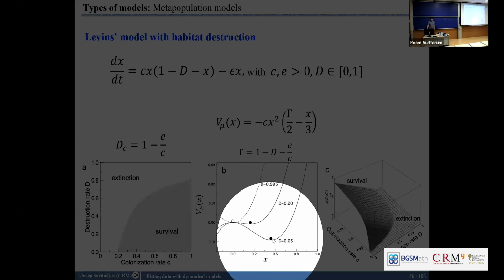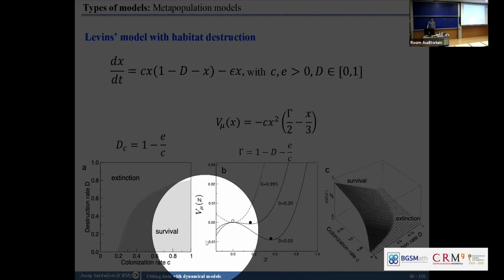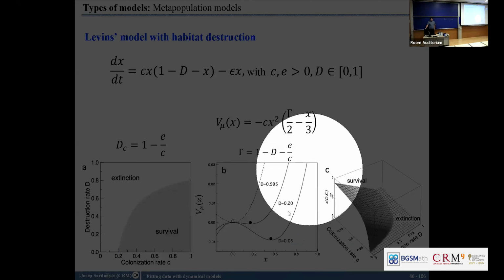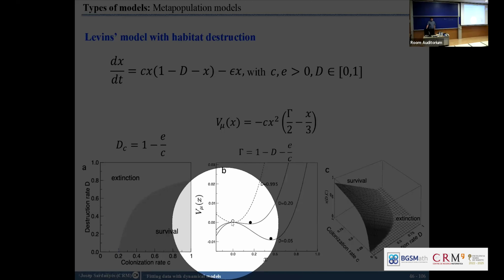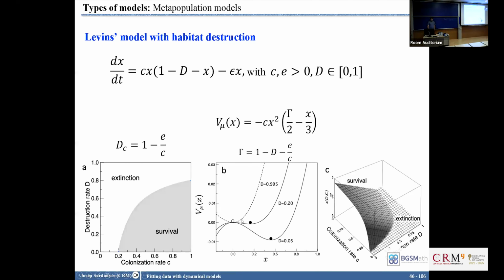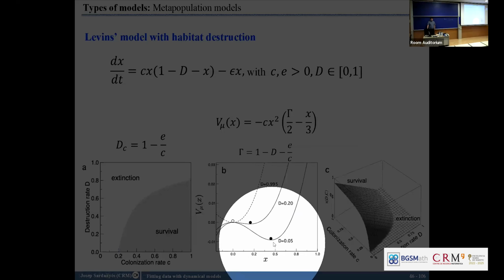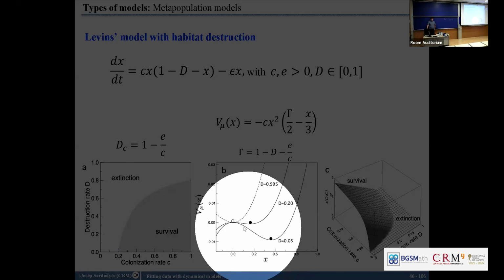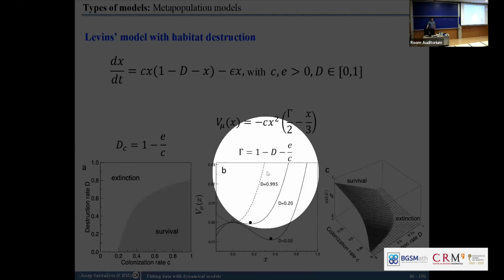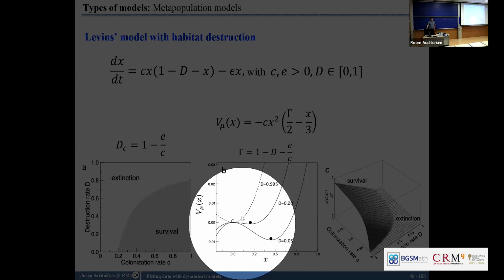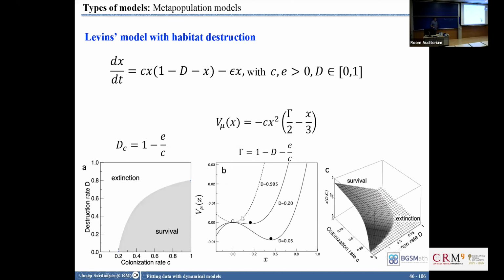For example, when D is very small, we have this potential in which the zero, the extinction of the population, is at the top of a peak. So this is an unstable point. And then we have this point here that is the equilibrium point of the system that is stable. And as we increase D, this potential changes. And finally, when D is 0.995, we only have a single valley at the origin. Okay. And this type of analysis helps a lot in understanding the dynamics.